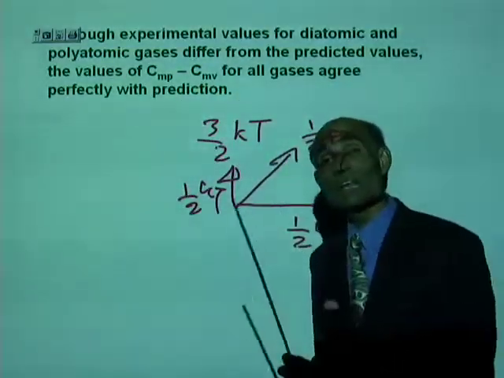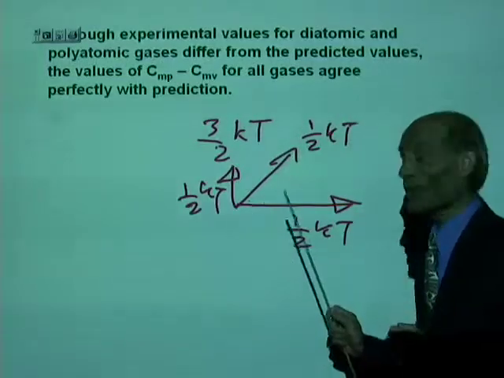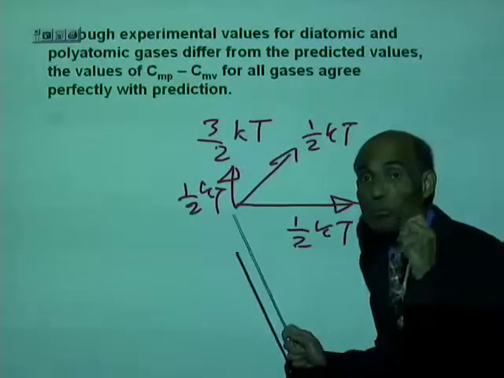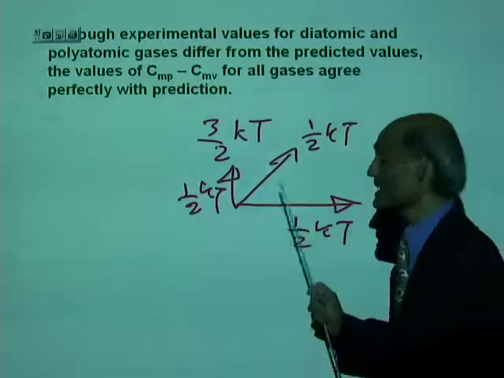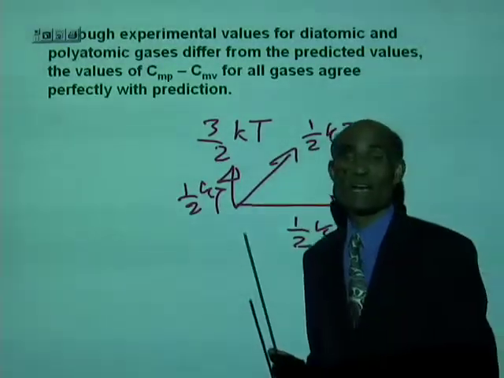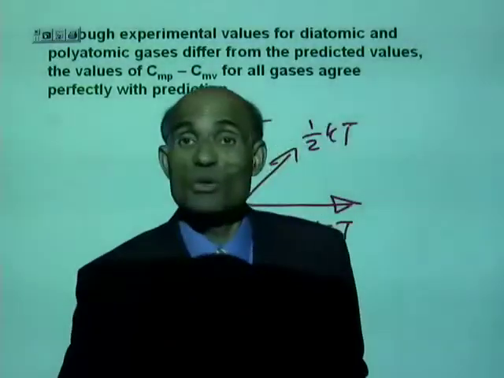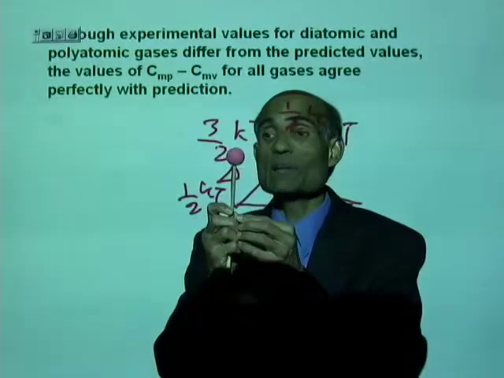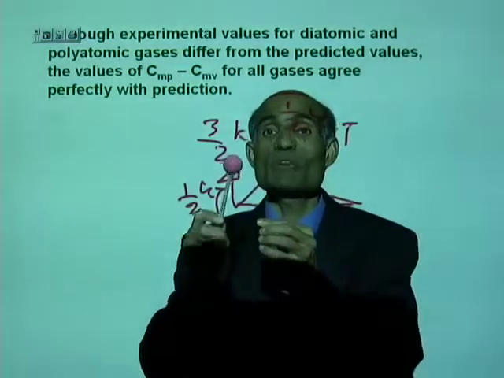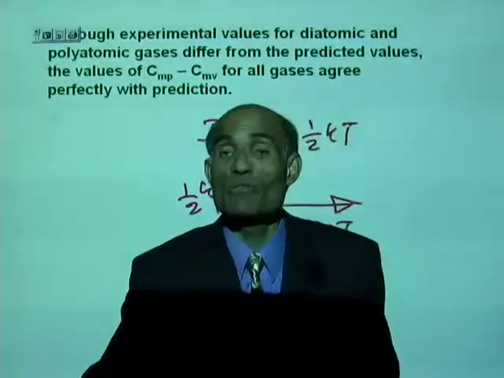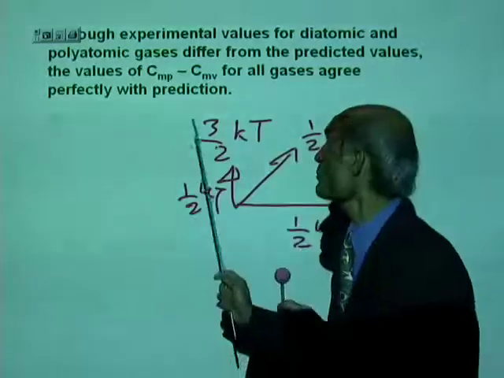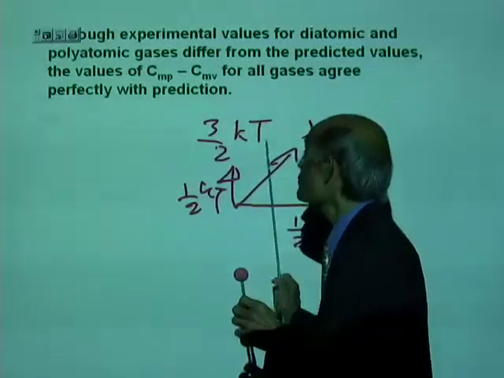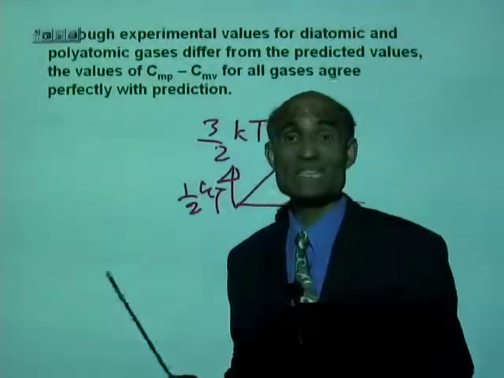You see, in the lesson on kinetic theory, what we obtained is that the energy of a molecule per degree of freedom is 1/2 kT. And we said a molecule has 3 degrees of freedom. It can move in the X direction, Y direction, and Z direction. And therefore, the total energy of a molecule is 3 times 1/2 kT, which is 3/2 kT.